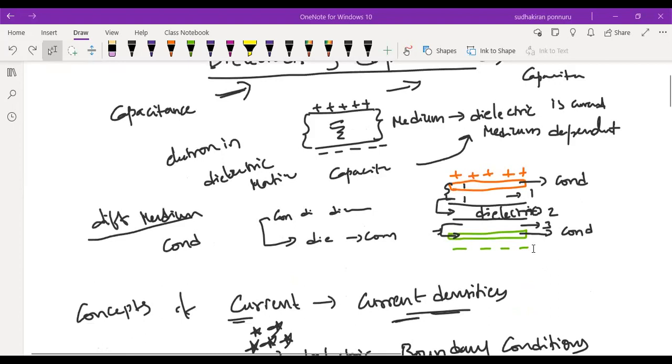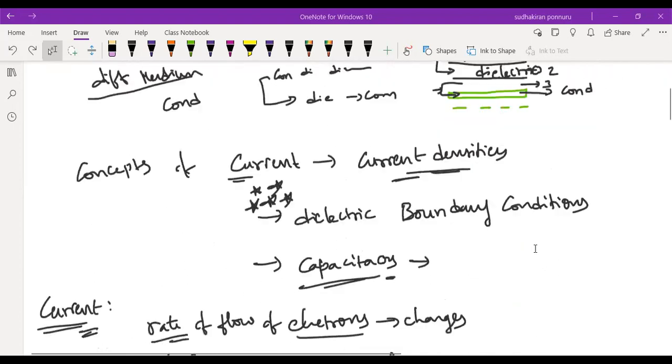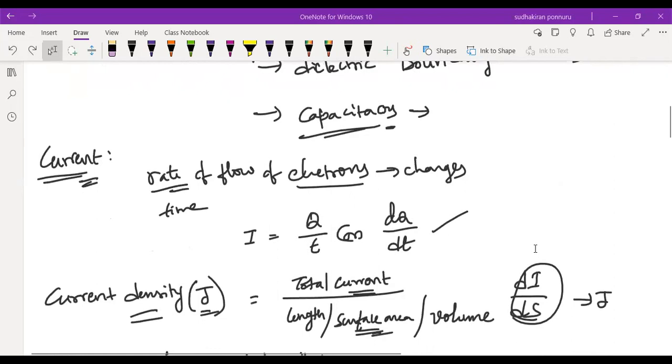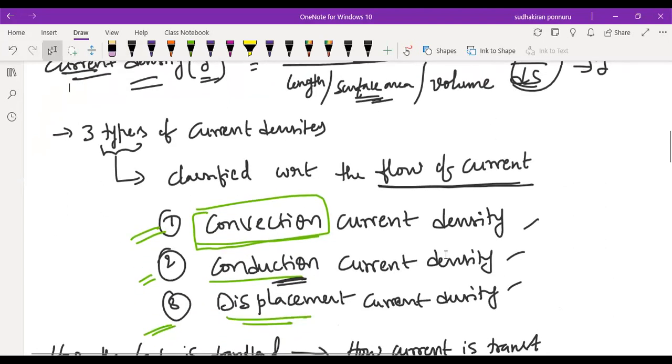And since capacitance is current dependent, we have gone with the basic definition of current. Later we have seen current density, and finally, with the type of flow of current, we have classified the current densities into three types. First one, convection current density. Second, conduction, and the third, displacement.